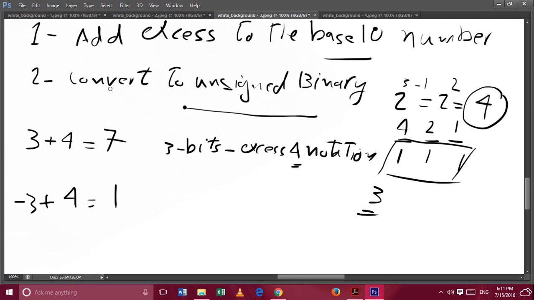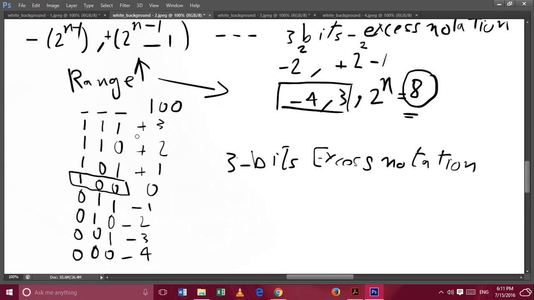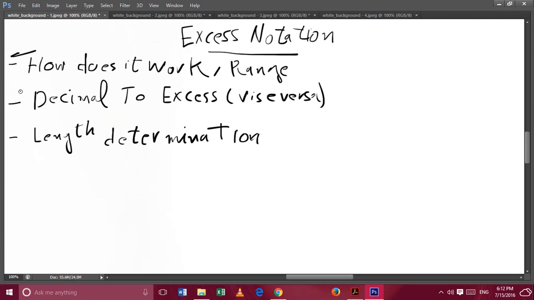Second step is to convert it to unsigned binary, which is super easy. If we go back here, 1, 2, 4, so this here is supposed to be minus 3, right? In 3 bits excess 4 notation. Well, let's verify that. Just keep in mind, 0, 0, 1 is minus 3. And indeed, 0, 0, 1 is minus 3. Okay, so I think we covered this part.